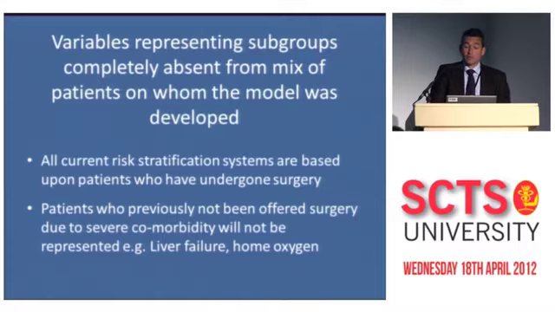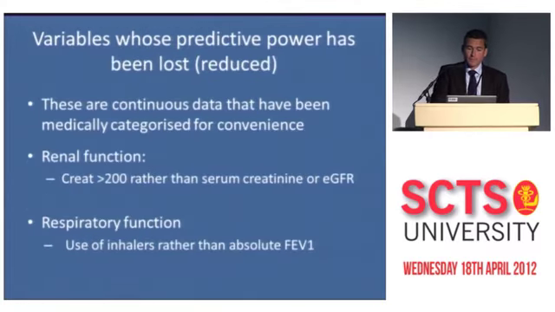Then we have problems in predicting high-risk patients and variables that are representing subgroups of whom the patients are completely absent from the data set in whom the model was created. And of course, all models are created on a subset of patients who have undergone traditional surgery, and therefore high-risk patients with things like liver failure or home oxygen will not be represented in any risk stratification model. It's difficult to predict how these high-risk patients will do from conventional surgery.